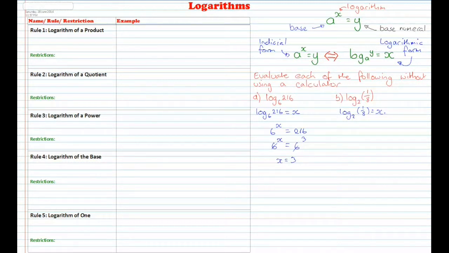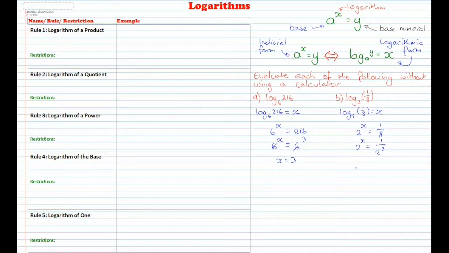Now in order to be able to solve this, I need to rewrite it in its indicial form. So to do that, I'm going to get rid of the log and swap over the placing of the 1/8 and the x. So it's going to be 2 to the power of x is equal to 1/8. Now, 2 to the power of what will give us 1/8? Well, it's the same as saying 1 over 2 to the power of 3, isn't it?